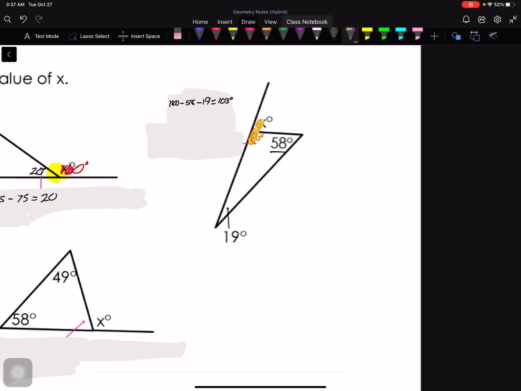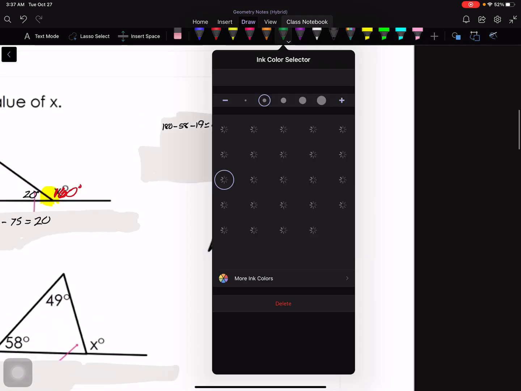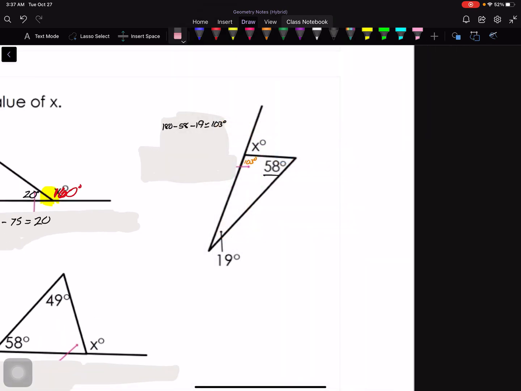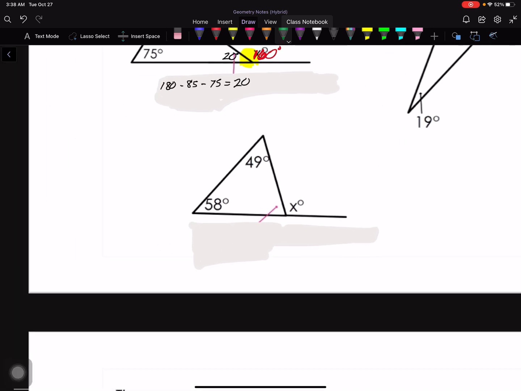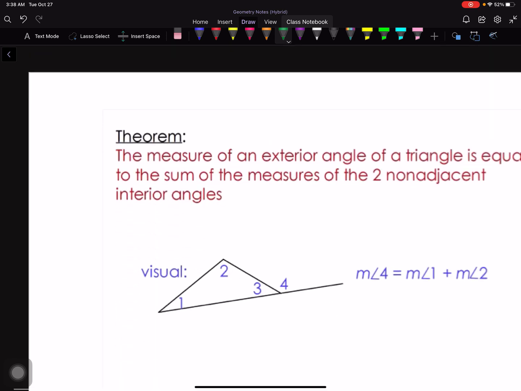Now, again, these two angles form a linear pair, so we have a straight line. So, in order to get 180 degrees, that means that x has to be 77. All right, and then the last one would be the same thing. You can go ahead and try that one if you would like. But we can do this a little bit easier.